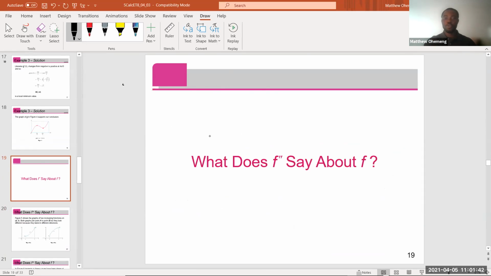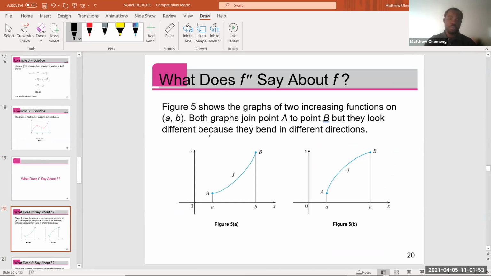Now for today, we are going to look at what F prime prime says about a function F. To do that, we look at these two graphs, figure 5a and figure 5b. You see that from the point uppercase A to the point uppercase B, the function is increasing. In the same sense, for the second graph, from A to B the function is also increasing. So for the two graphs, the two functions are increasing.